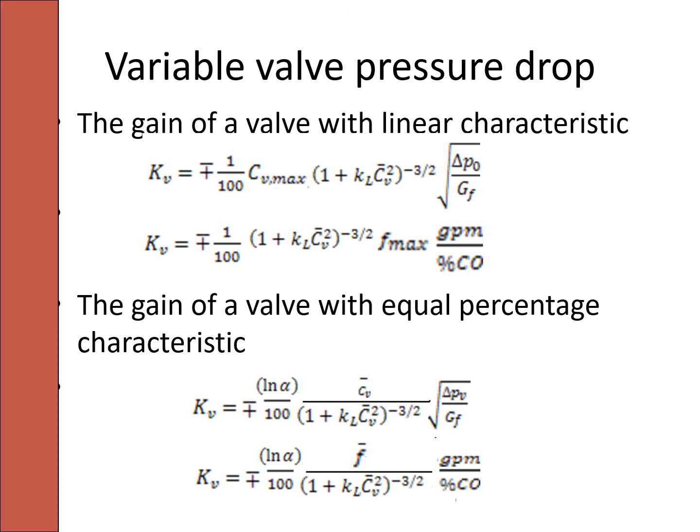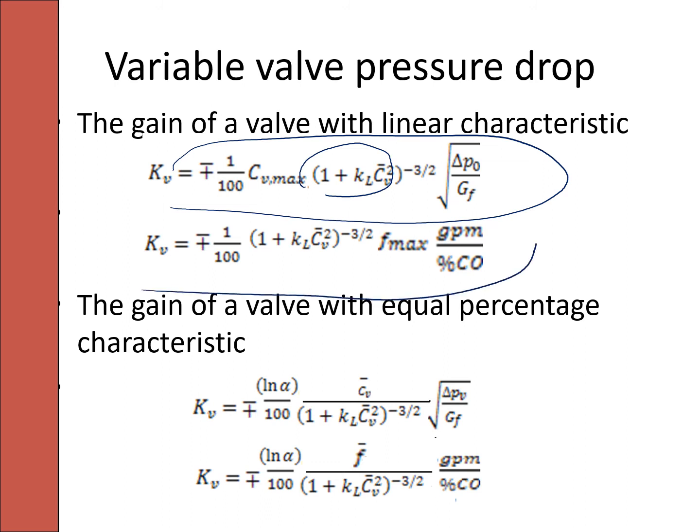Okay, so for the variable valve pressure drop, we need to adapt the equation for the dependence on the variable valve pressure drop. So this part, the kV equation would be this one. It can be simplified and become like this.